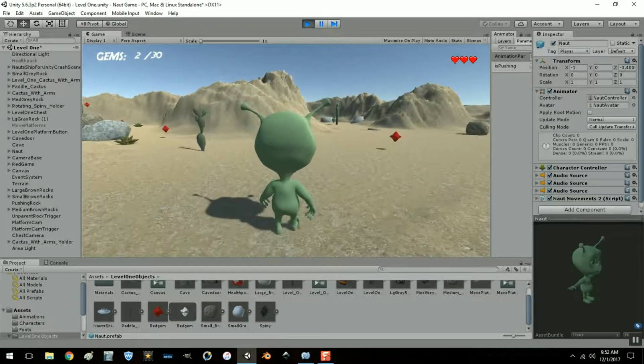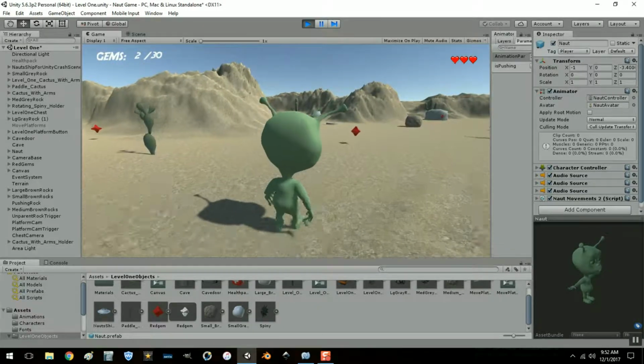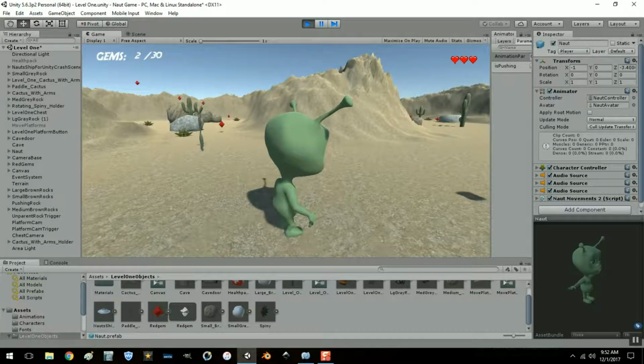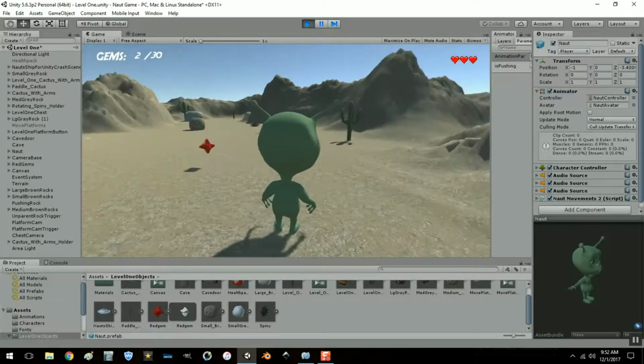I also have to find a way to add heart containers. It's already in a script, I just have to figure out how to implement it in my game. So that's it. Nice, short, and sweet.